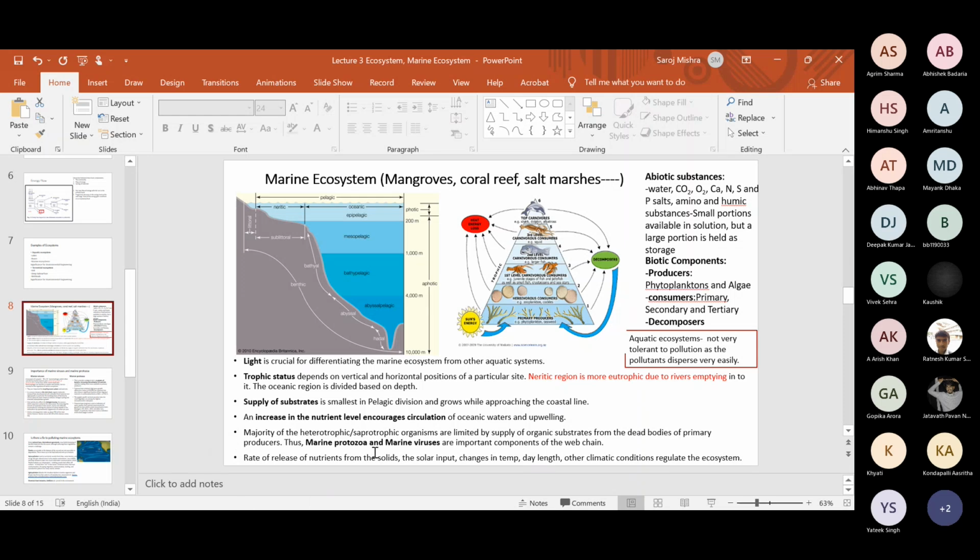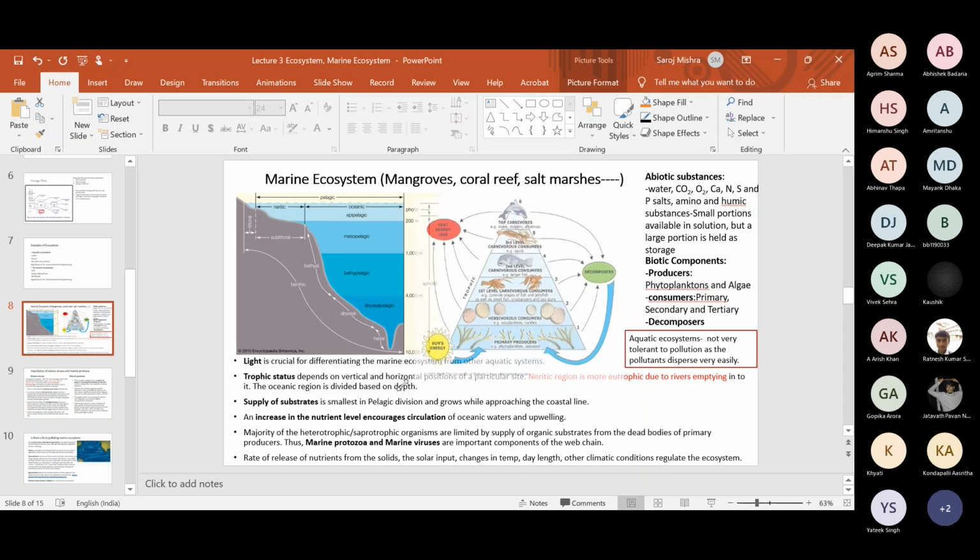So marine protozoa and marine viruses are very important components of the food chain in the marine ecosystem. In this particular slide, it is exactly the marine ecosystem. So who are the primary producers in this ecosystem? If you can read, let me increase this slide a little bit. These are the phytoplanktons, which are photosynthetic bacteria, and the seaweed, which you see here as algal seaweeds. These are the primary producers.